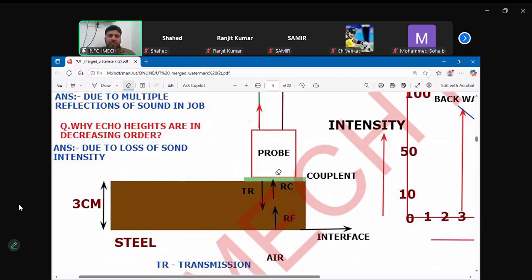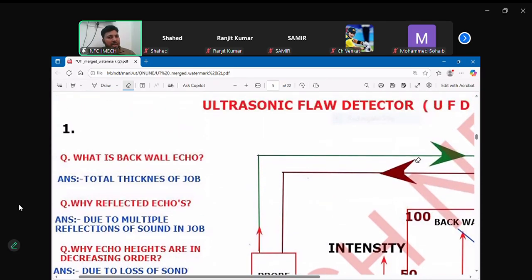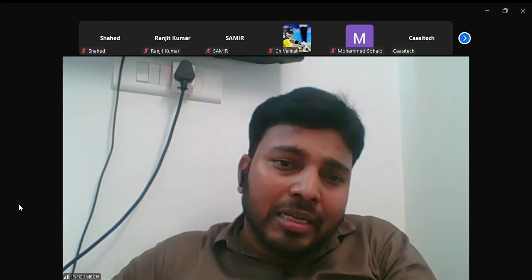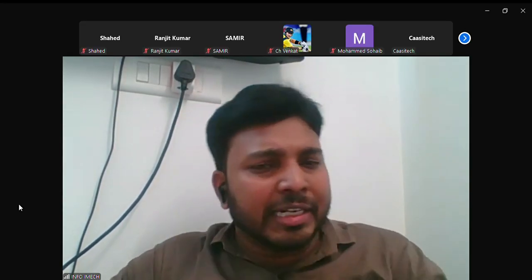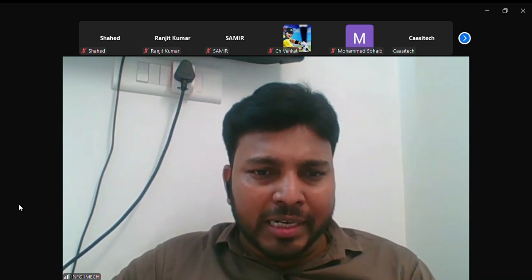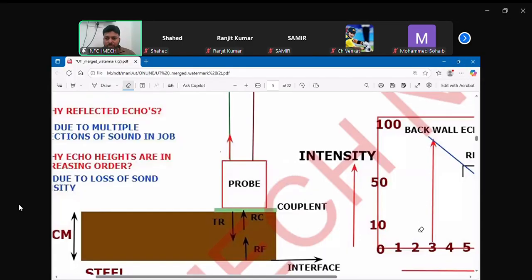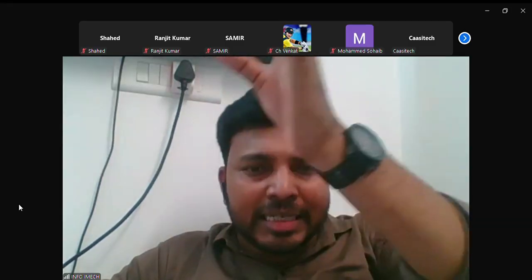This information your probe will send to the machine with the help of the receiver cable. When the machine receives this information, it will immediately display an echo at the depth of 3 centimeters on your monitor. See here. Where is it displaying the echo? At what depth? 3 centimeters. Okay. So sound transmitted, reflected, received.